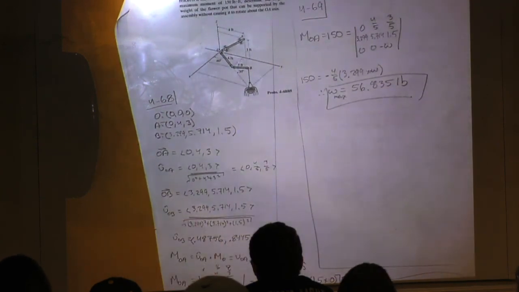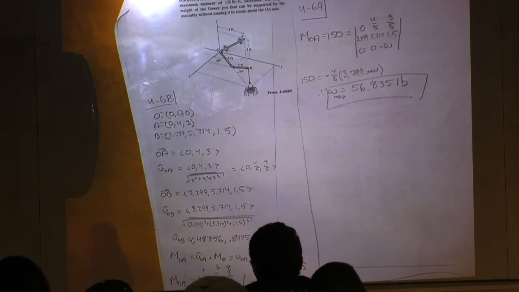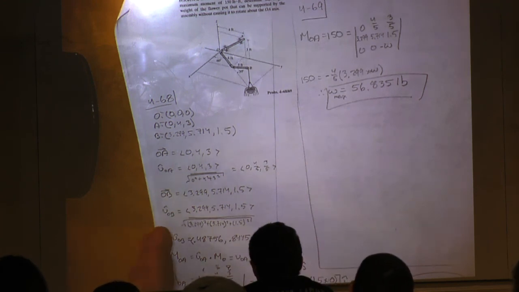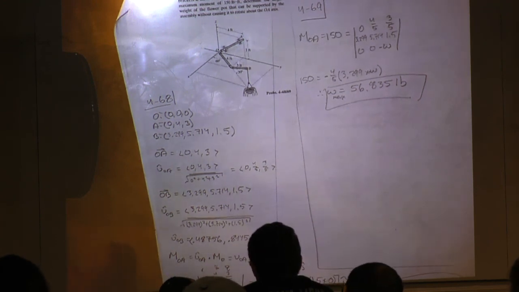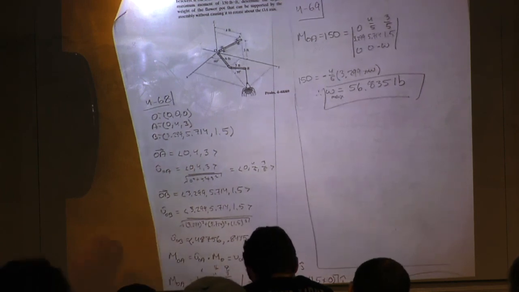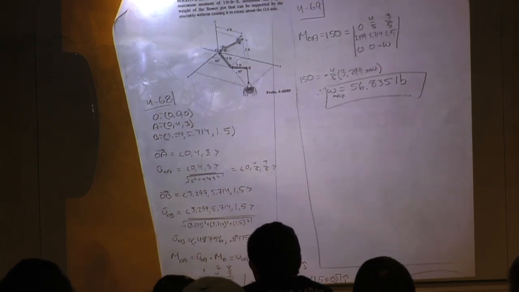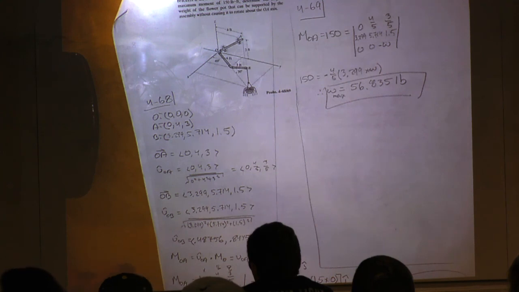Yeah, so the important thing is if they want it about a specific axis, you're going to have to dot it with that axis. And if they say magnitude, that means scalar. If they want a direction, that means a vector. So if you don't get your answer like that, then you know something's wrong.